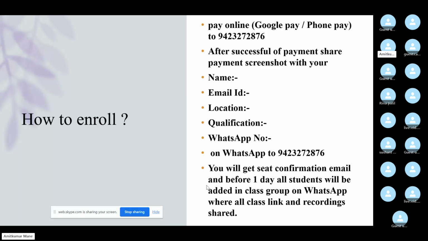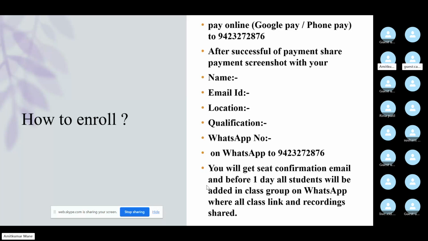Okay, so if you wish to pay, you can pay online to the given number. This is our official number, 9423272876. After successful payment, you can share your name, email ID, location, and qualification to the same number. Then you will immediately get a seat confirmation, and you will also be added to the WhatsApp group. So this is the simple procedure.